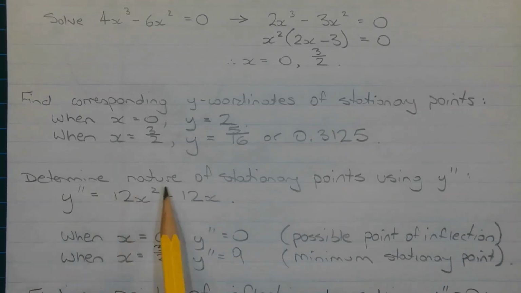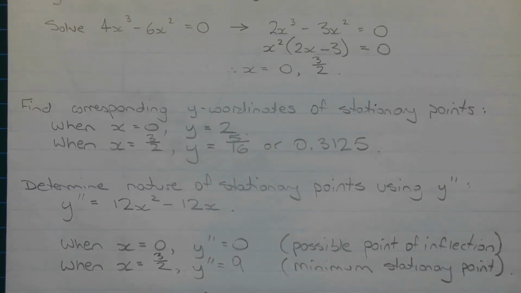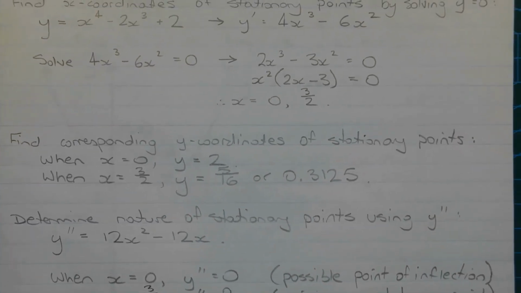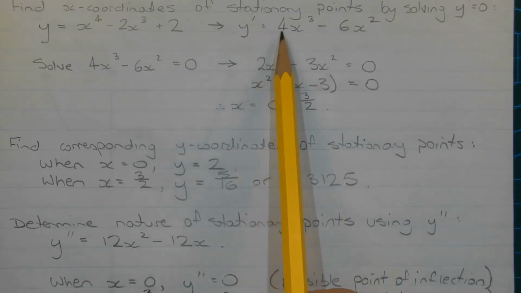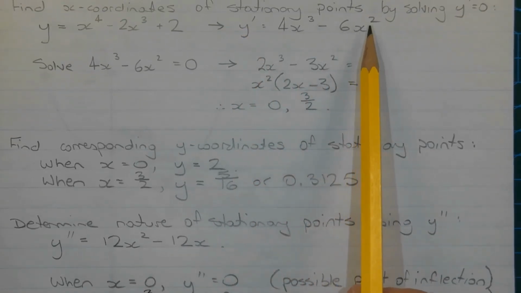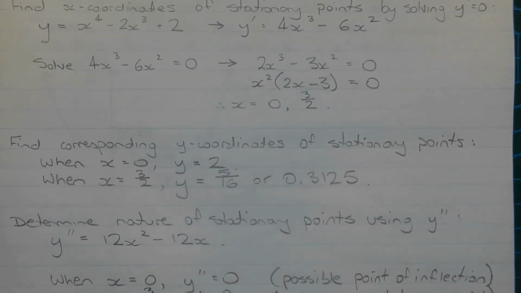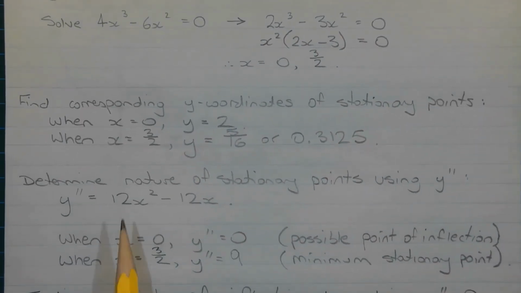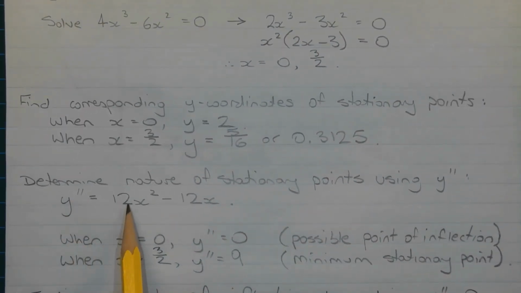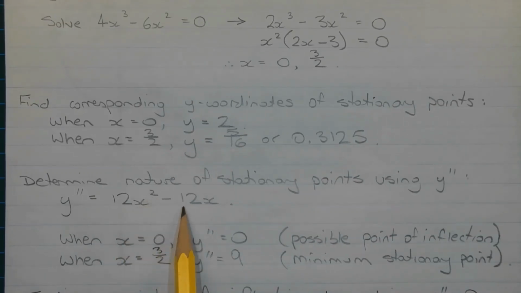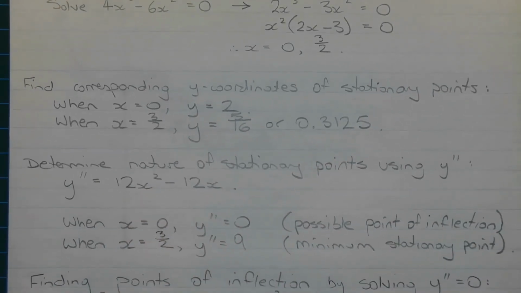Next, we determine the nature of the stationary points, and for that we can use the second derivative y double dash. So differentiating the first derivative, and we found the first derivative up here, y dash is equal to 4x cubed minus 6x squared. Differentiating that a second time with respect to x, we get y double dash is equal to 12x squared minus 12x.